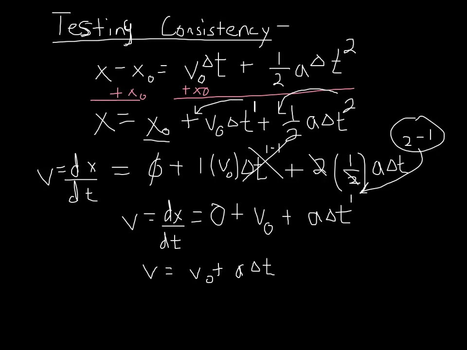I got this just from taking a derivative of this very first equation I have up here. And this one, if you look back at your kinematic equations, is one of the kinematic equations we have already found. So now I know v is equal to v naught plus a times delta t.